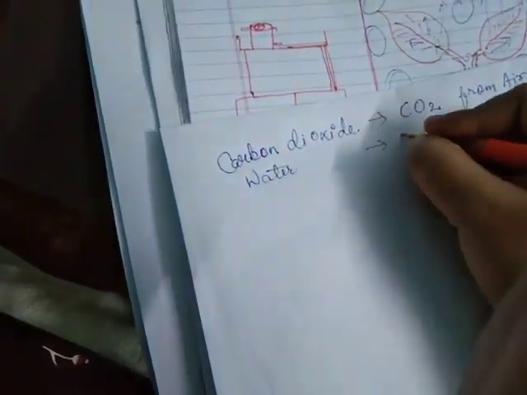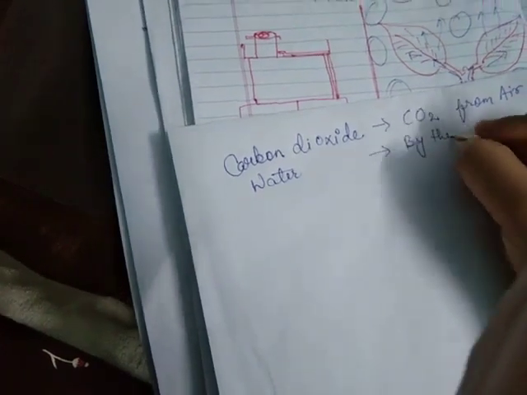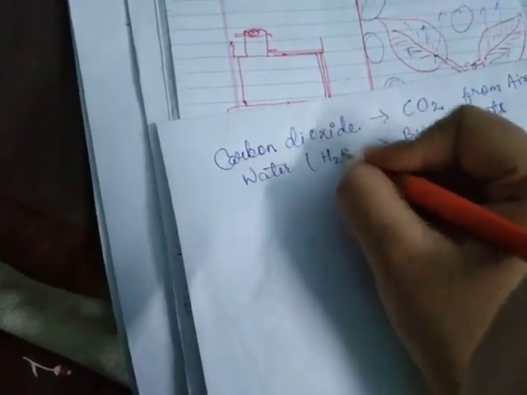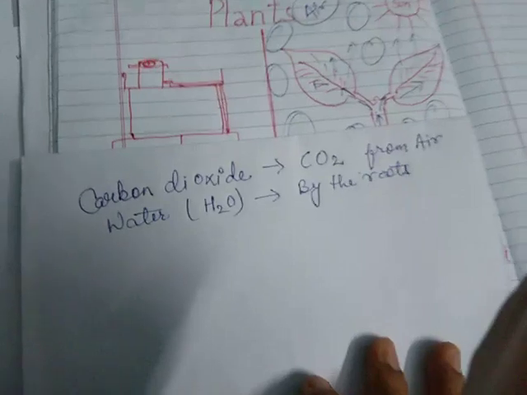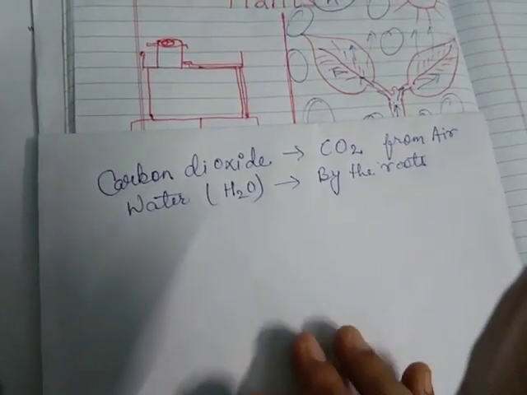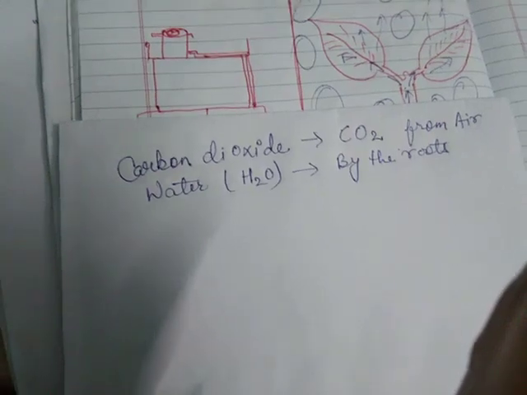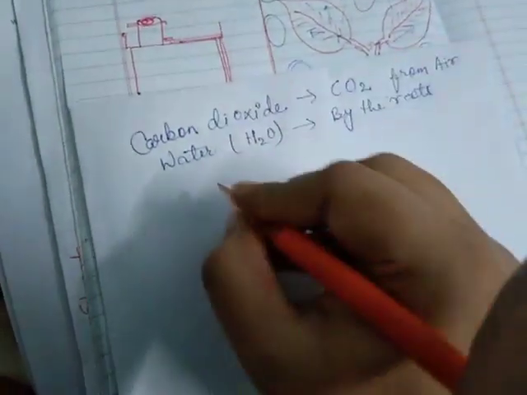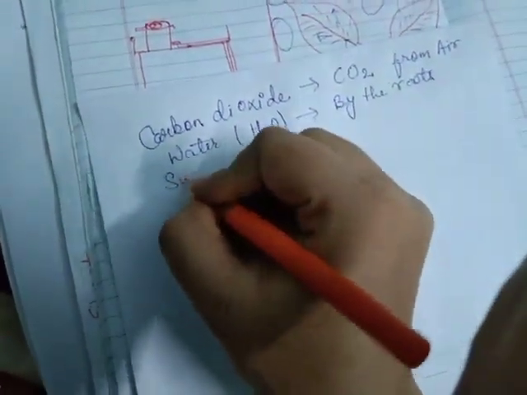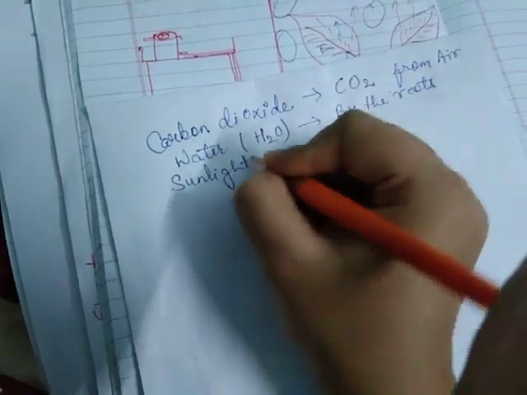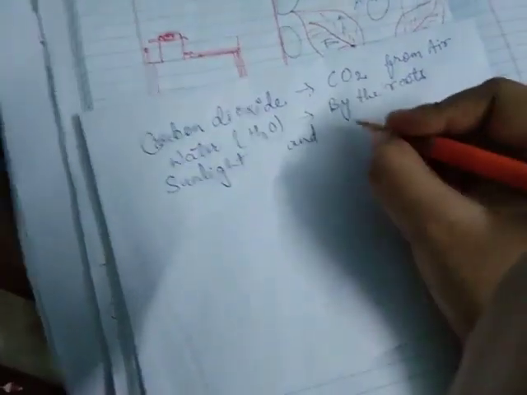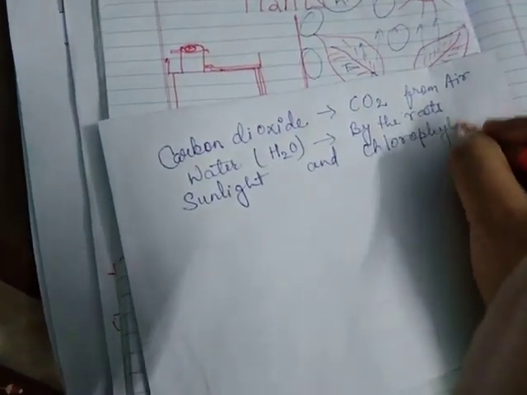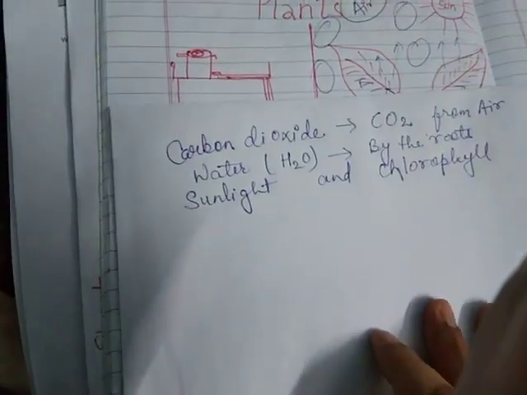water by the roots. Water is also known as H2O in short form, or we can say the molecular formula of water is H2O. Now the plant requires sunlight from the sun, and one more component, that is chlorophyll.